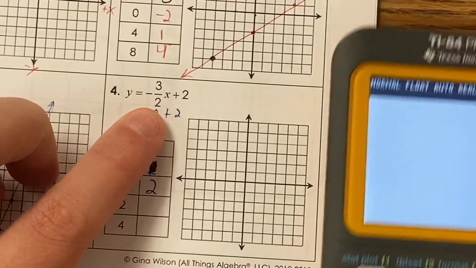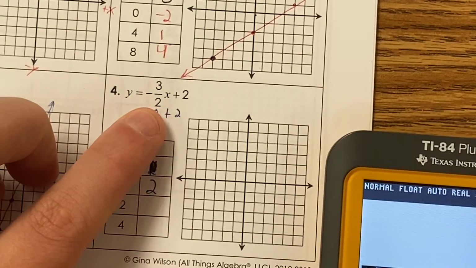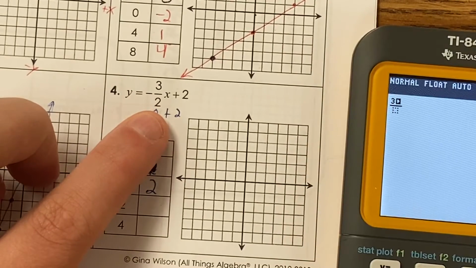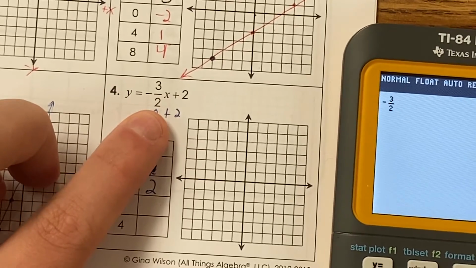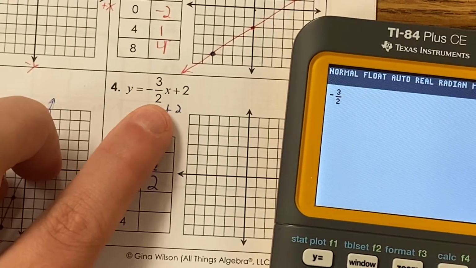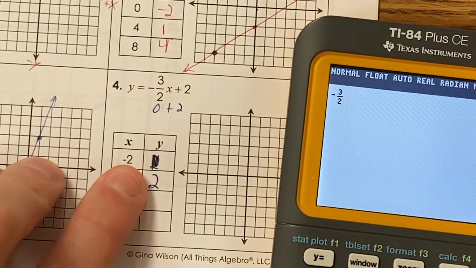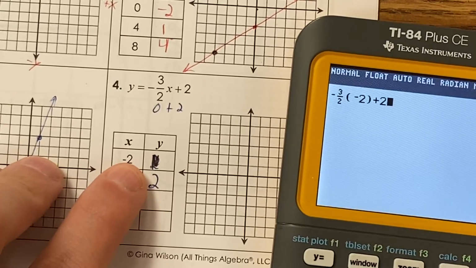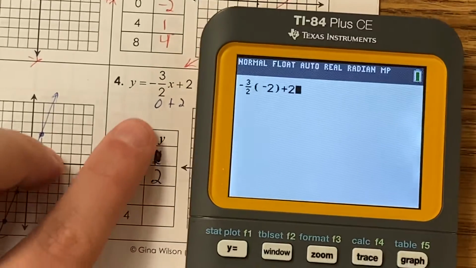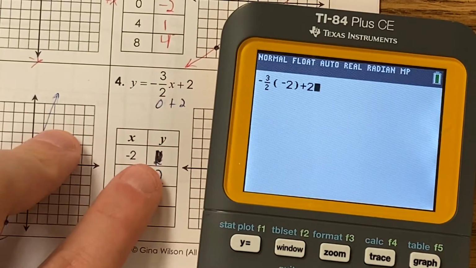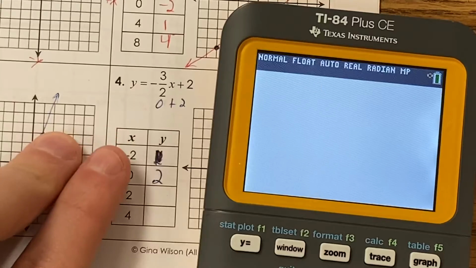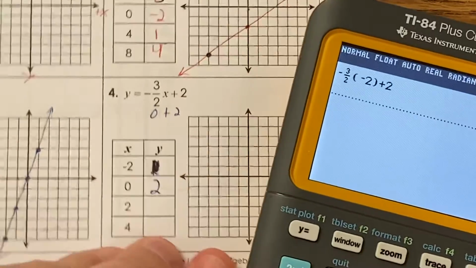Negative 3 halves. I'll do my little cheat things there. Okay. So negative 3 halves times x plus 2. In this case, x is negative 2, so I'll put negative 2 and then plus 2. That should be right. Negative 3 halves, the x is negative 2, and then plus 2. Okay, good. So it says it's 5.